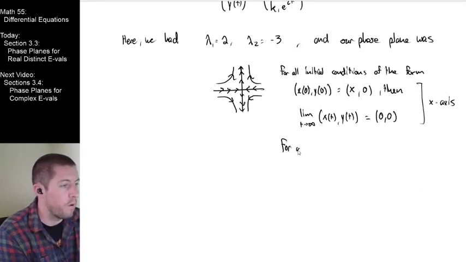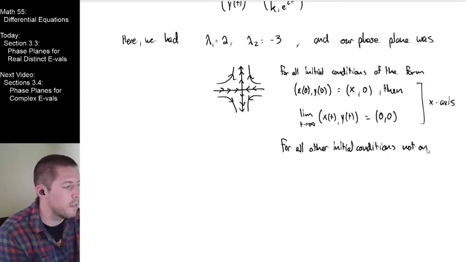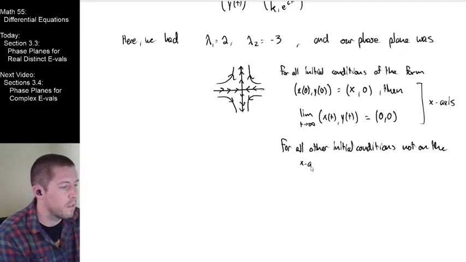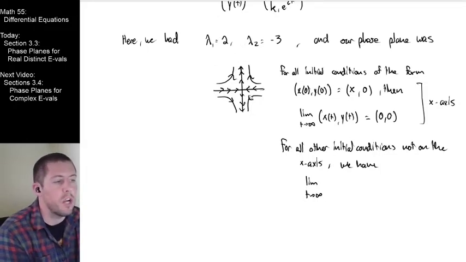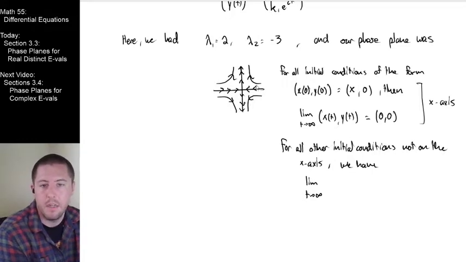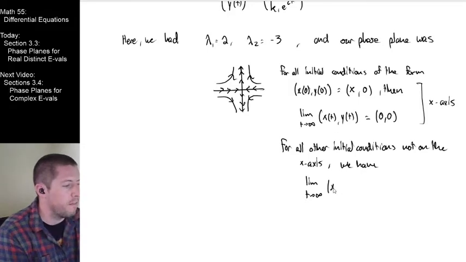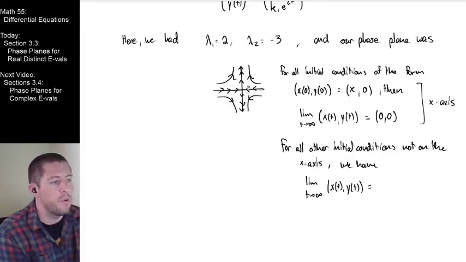Then we can also say, for all other initial conditions, not on the x-axis, what can we make a limiting statement about here? Well, as time goes off to infinity, this is saying, if you start anywhere other than the x-axis, what eventually is going to happen to your x value and your y value? Well, let's just do these one by one. What eventually happens to your x value if you start anywhere other than the x-axis? What is your x value eventually going to be?